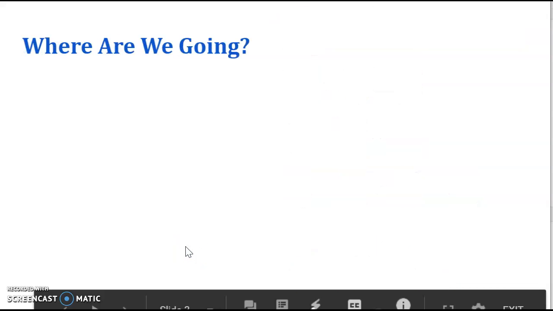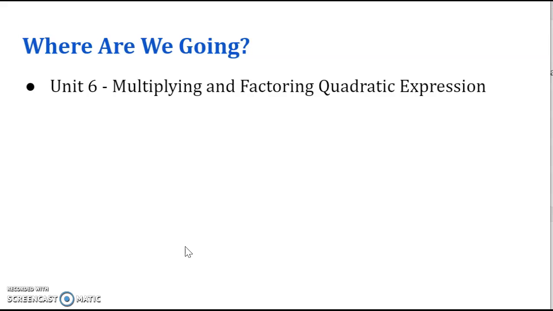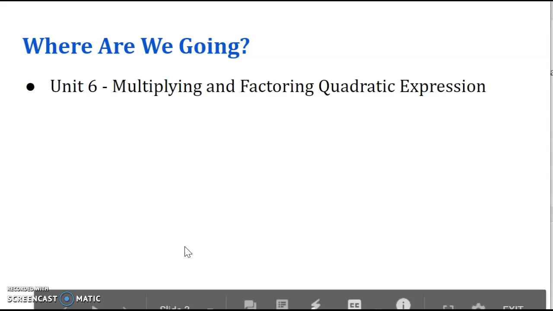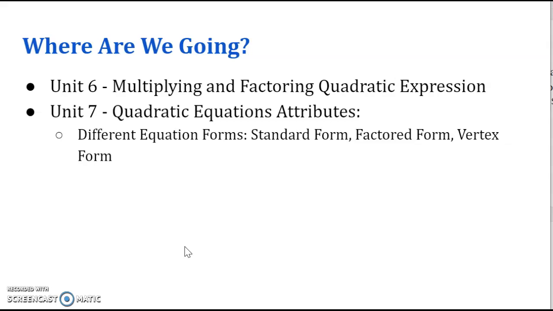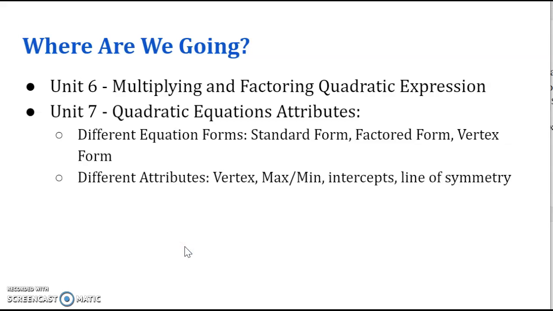So what are we doing today? Well, before we go into that, let's talk about where we've been. We've just finished Unit 6 on multiplying and factoring quadratic expressions, and then Unit 7 on quadratic equation attributes, where we looked at different equation forms like standard form, factored form, and vertex forms of quadratic equations, and also their attributes like vertex, max, minimum, intercepts, and line of symmetry.